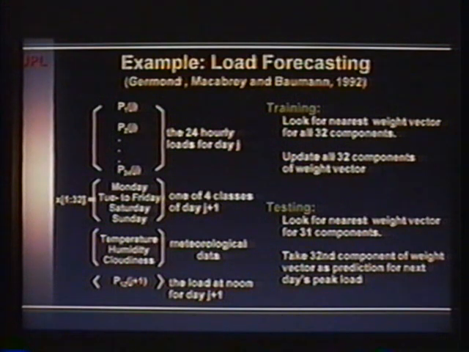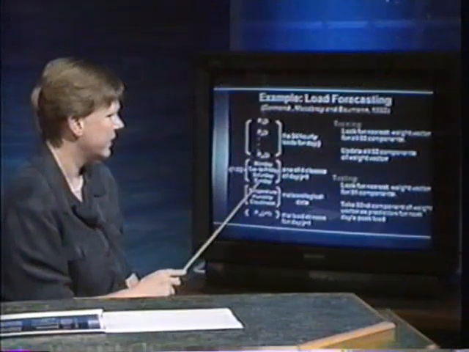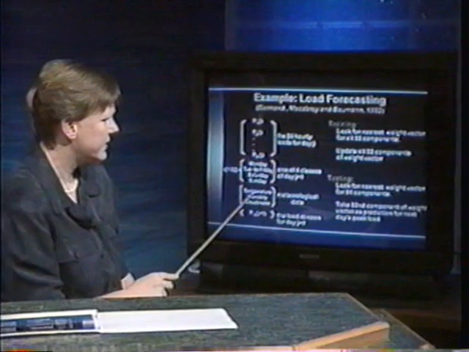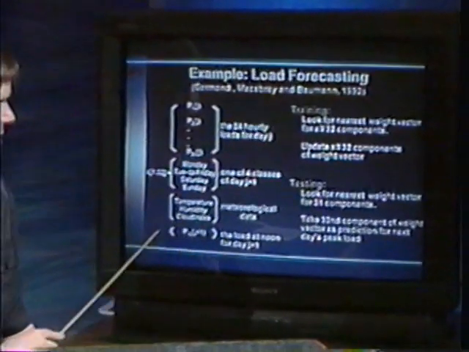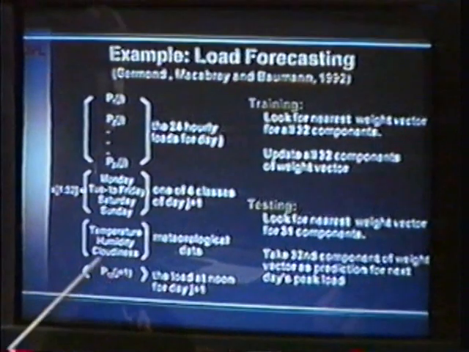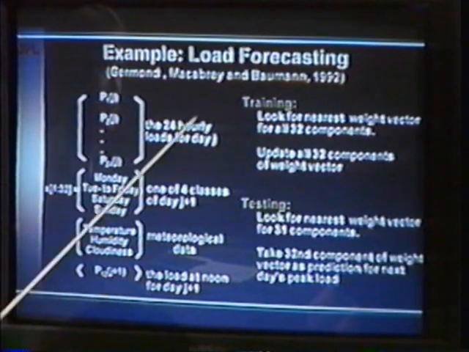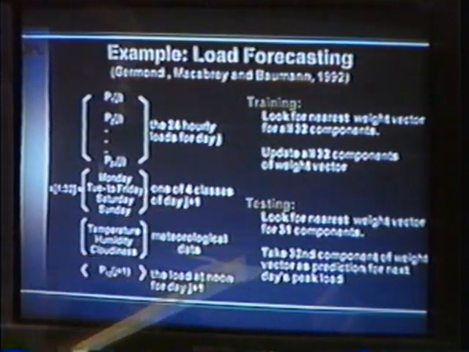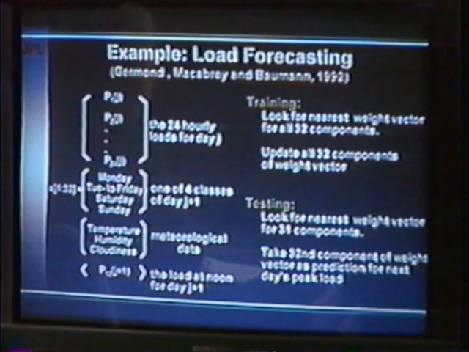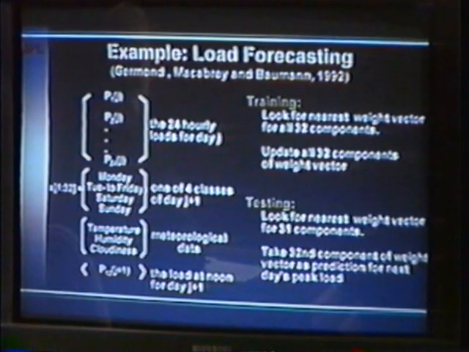And I'm citing here work done by Germain, Macabre, and Baumann in '92, who have trained a neural network with the following input vector. They have used the 24 hourly loads, 4 day-type classes, Monday, Tuesday to Friday, Saturday and Sunday, 3 different meteorological data, temperature, humidity and cloudiness, and the load at noon for the next day. So they had 32 input vector components, and during training they were looking for the nearest weight vector for all 32 input vector components, and they were updating all 32 weight vector components.